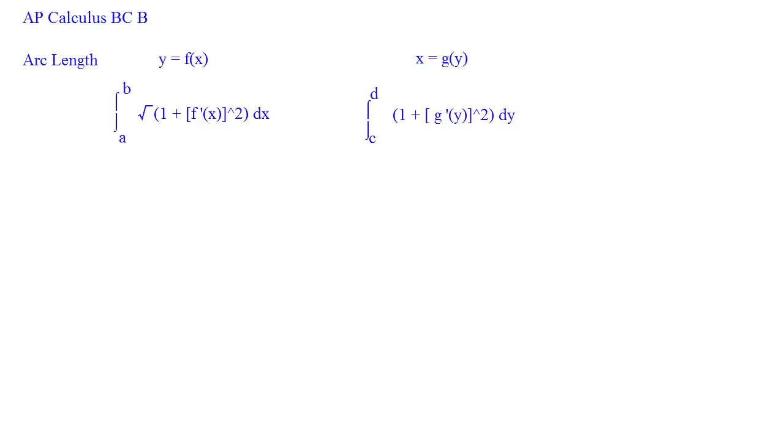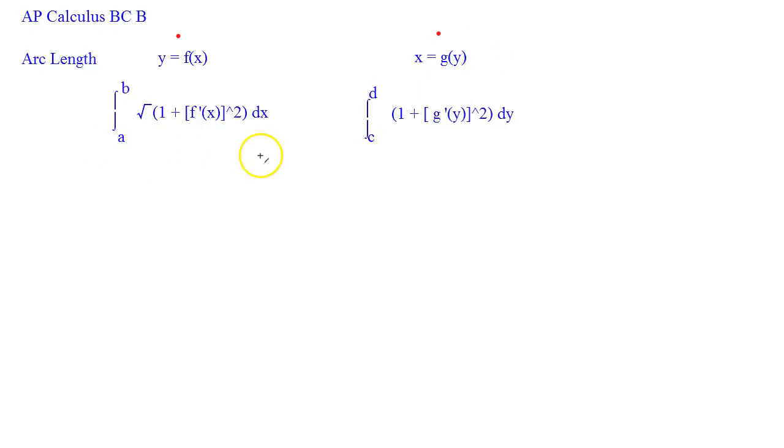Alright, hi and welcome. Today in AP Calculus BC, we're going to be talking about arc length. And for arc length, your actual function has to be continuously differentiable. And as you can see, this is a function with respect to x, and this is a function with respect to y. And here are their respective formulas.